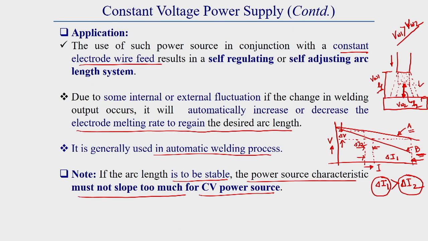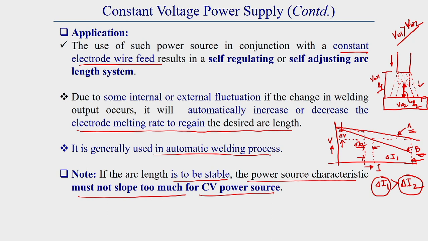Curve B. So if the slope is less, then the chances of regaining the arc length are rapid. From here we can conclude that in a constant voltage power source, if the slope is less, the change of current will be more. A larger change of current means more rapid melting of the filler material, so it can more rapidly regain its original position.